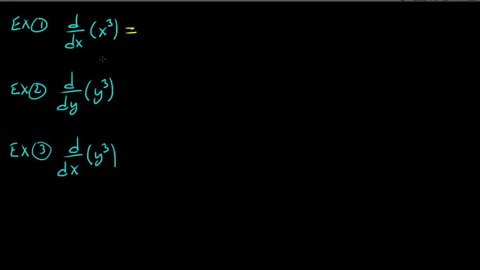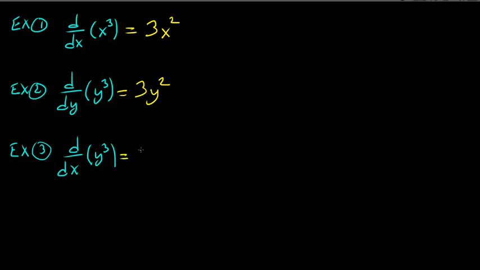So the first one, I'm sure you can do this. You've done it many times. This is just 3x squared. If I change everything to y, then I change the variable from x squared to y squared. So this is just 3y squared. Make sense?